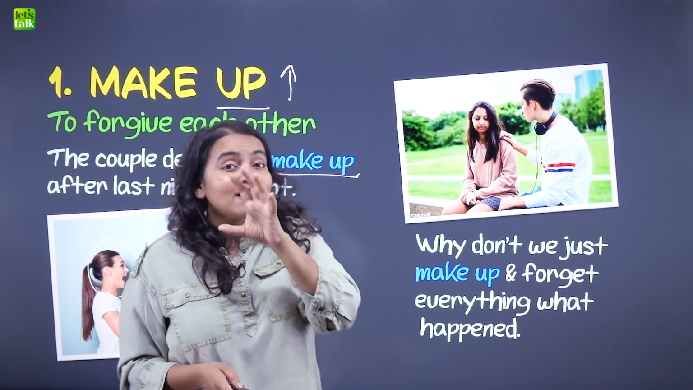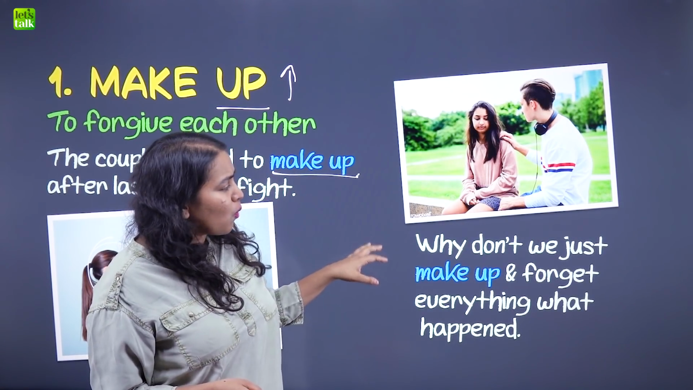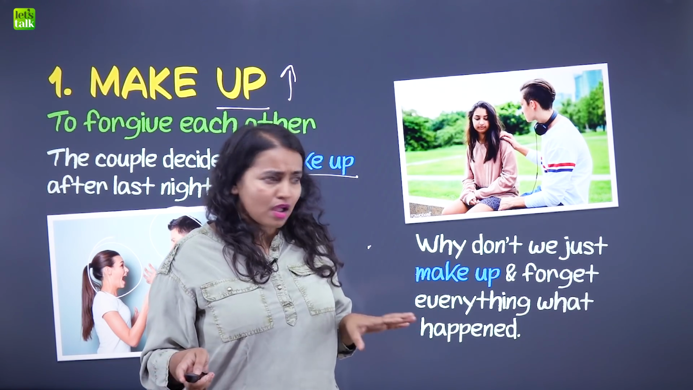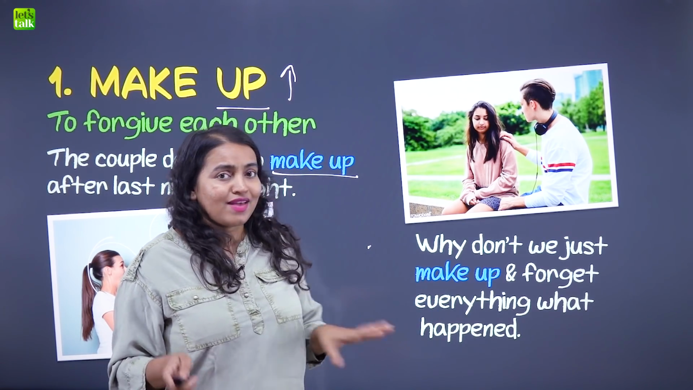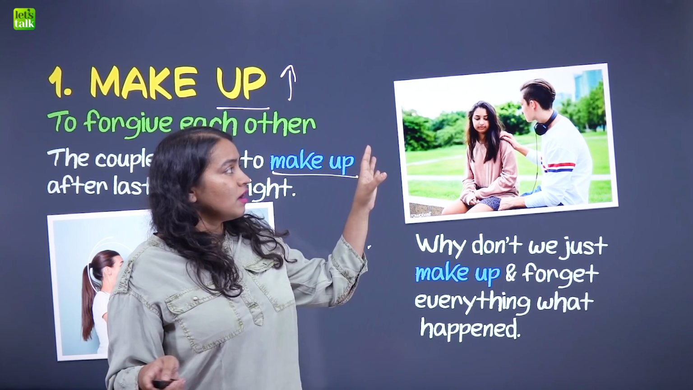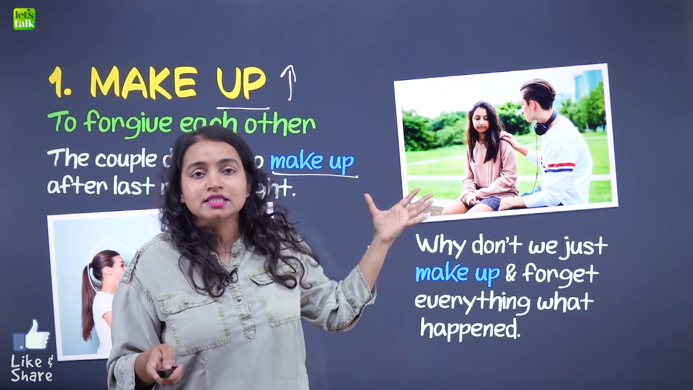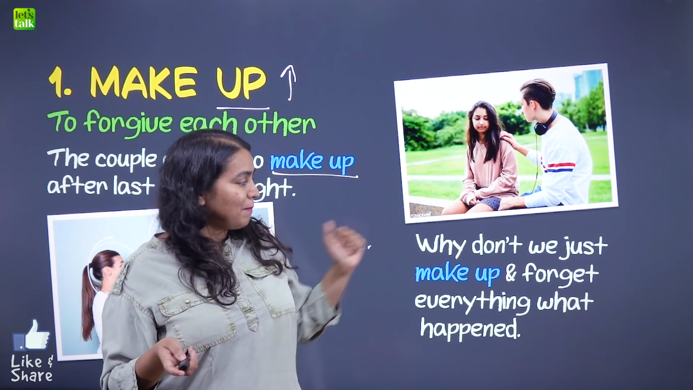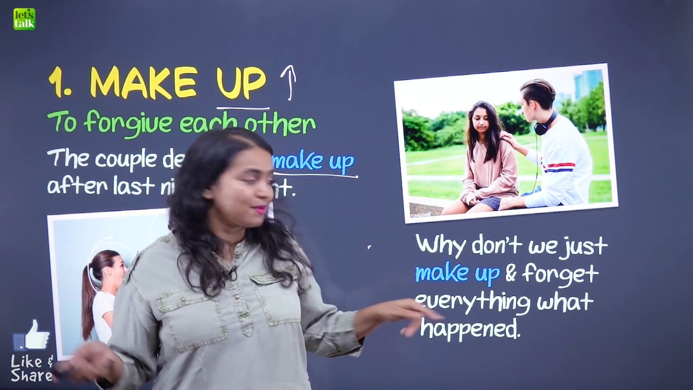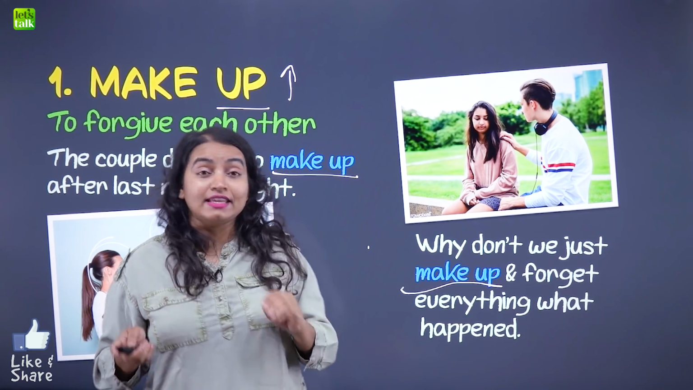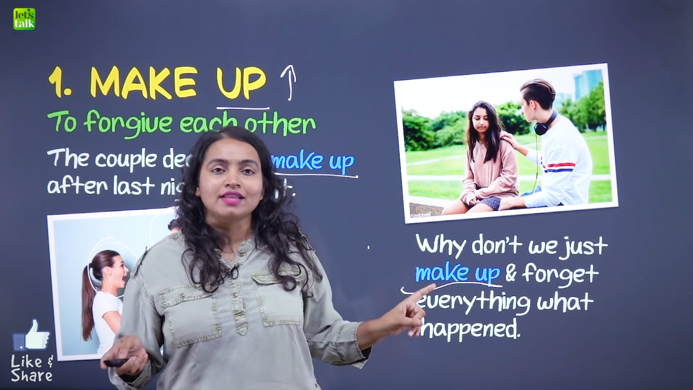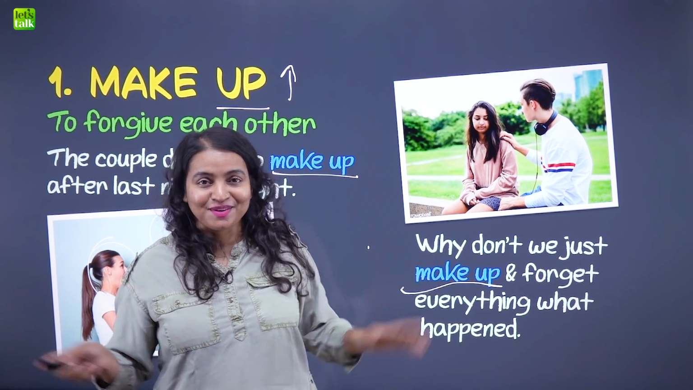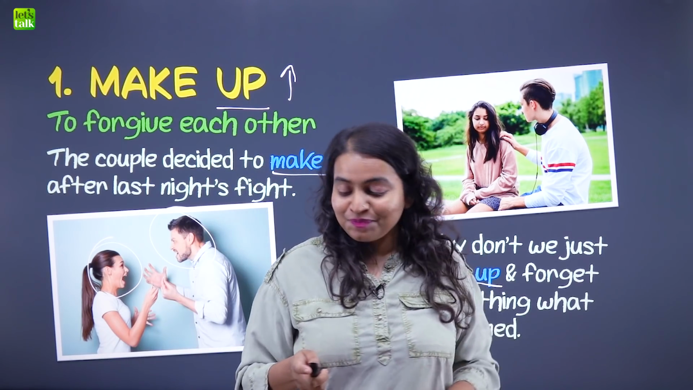We can use it in another sentence by saying, why don't we just make up and forget everything that happened? Okay, so another couple or maybe just friends, they're obviously going through a disagreement of some sort, but they want to just make up. They want to forgive each other and forget everything that happened. They want to make it right. So that is make up for you.